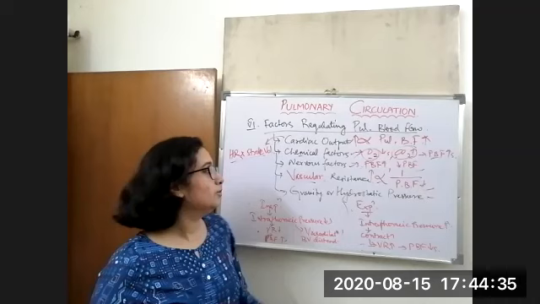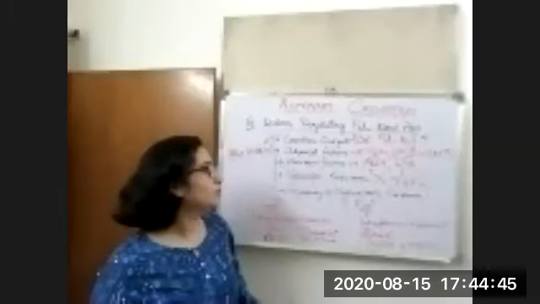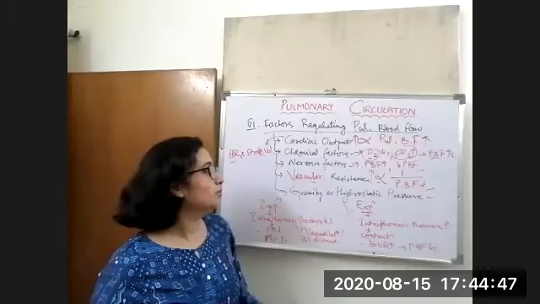So suppose this is your lungs. We divide that into three portions, okay? Zone 1, Zone 2, Zone 3. This is your apical portion. This is your mid portion, and this is your lower portion. Okay. So what are these zone 1, zone 2, zone 3?